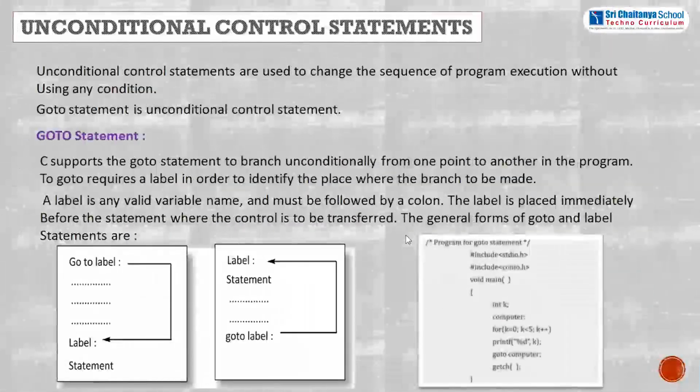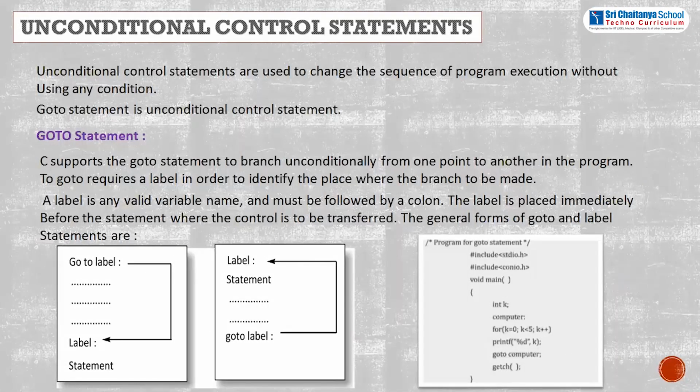First are the unconditional control statements. Unconditional control statements are used to change the sequence of a program execution without using any condition. That is why they are named unconditional control statements. I repeat the definition once again: unconditional control statements are used to change the sequence of a program execution without using any condition. One such example is the goto statement.